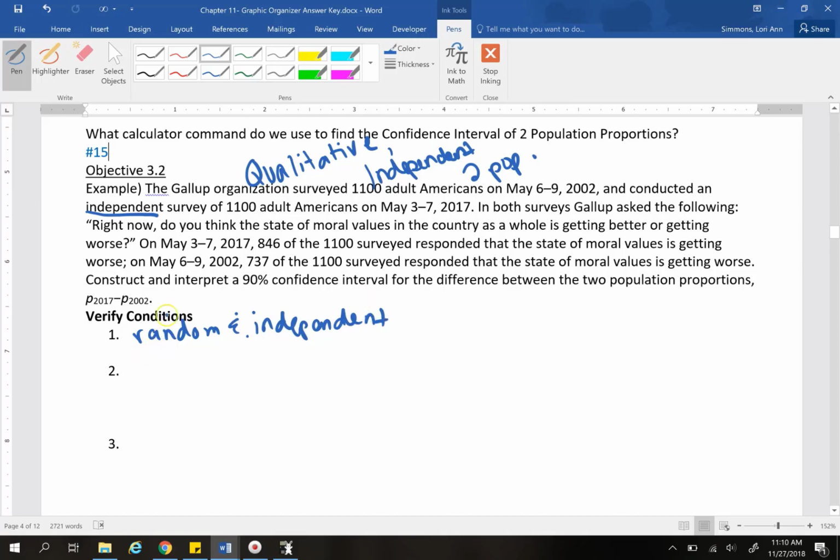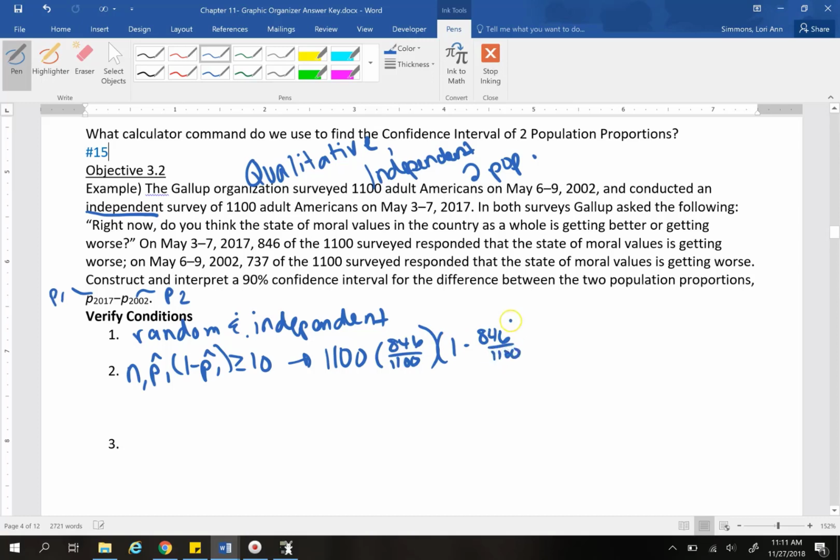Again, we need to verify. Let's look at the first population. So this is P sub 1, this is P sub 2. So 2017 numbers. Our sample size is 1,100. Proportion is 846 of 1,100. When you do that, we get about 195. So that is normally distributed.